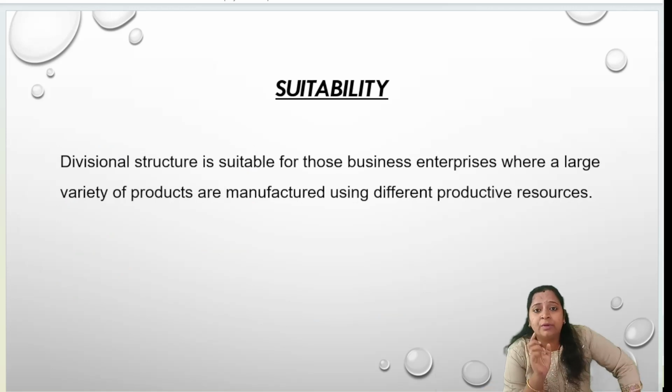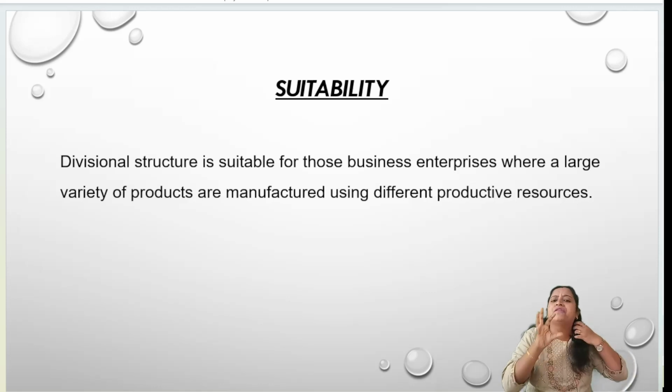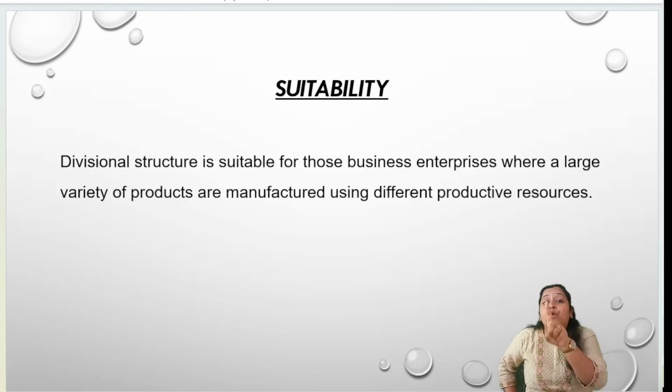Functional structure is suitable where you have functional specialization. You want specialization in different functions. Divisional structure is suitable where you have product specialization. Ma'am, I am into diversified products. My company is into diversified products, ma'am. So there, I want product specialization. In that type of companies, it is well suited.